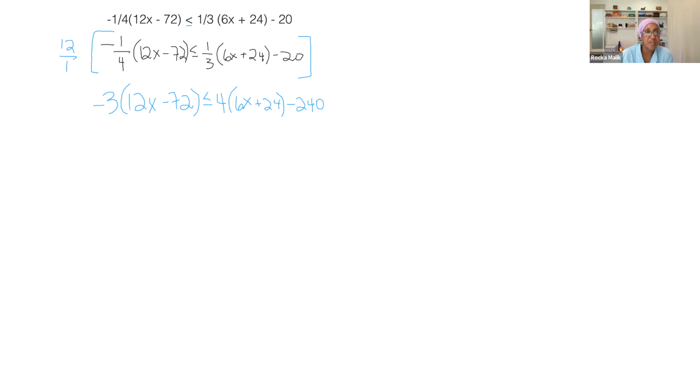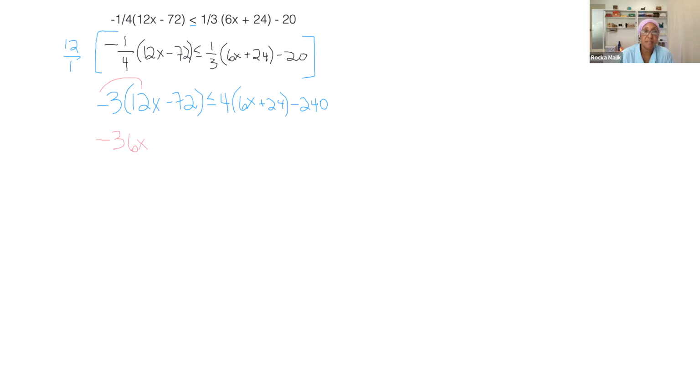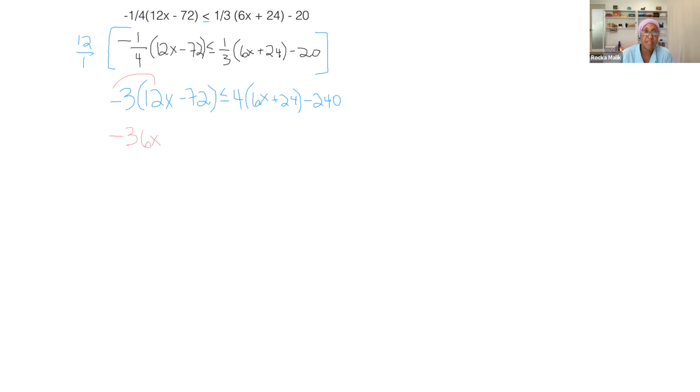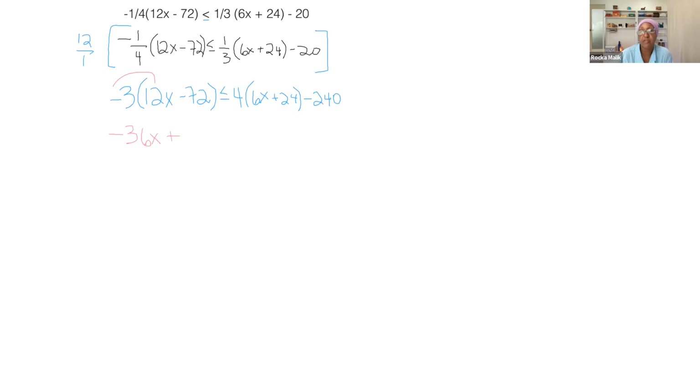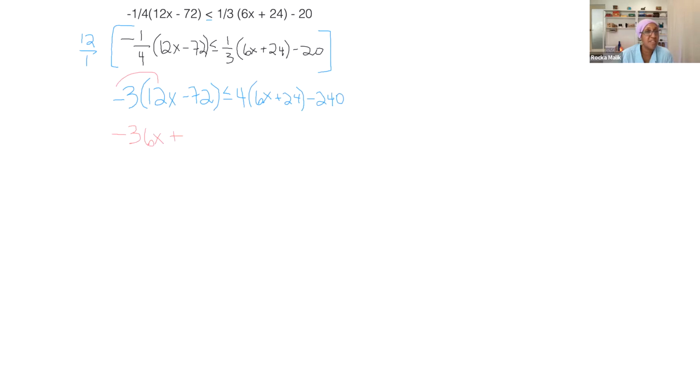So now that the fractions are gone, I can multiply these things through here. So minus 3 times 12x is minus 36x. Minus 3 times minus 72 is plus 216. 72 times 3, 216. Yeah, there's 216.